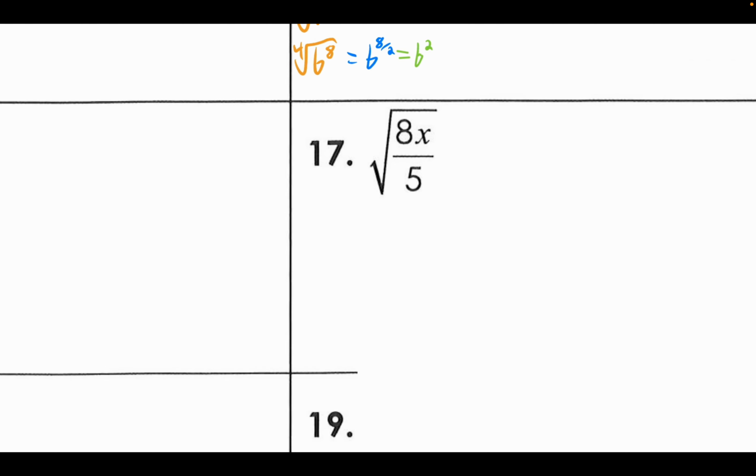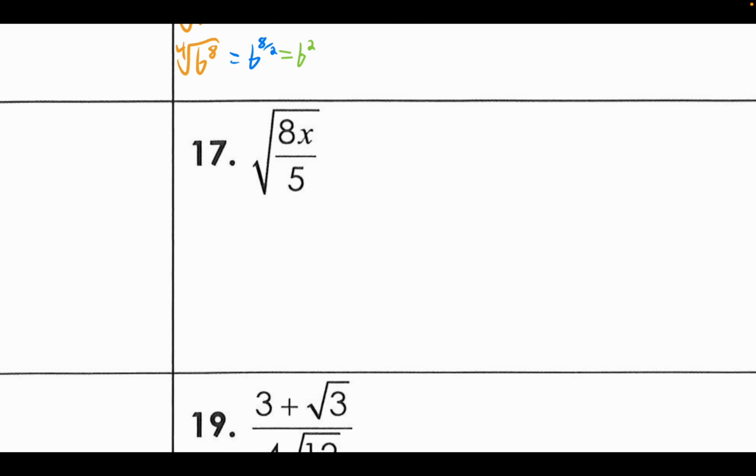Moving on to number 17. We again look to see if we can simplify 8x and 5. No, we cannot. So some of us may benefit from writing this out: square root of 8x over square root of 5. And now, can we simplify the square root of 8? Yes. Do we need to right away?